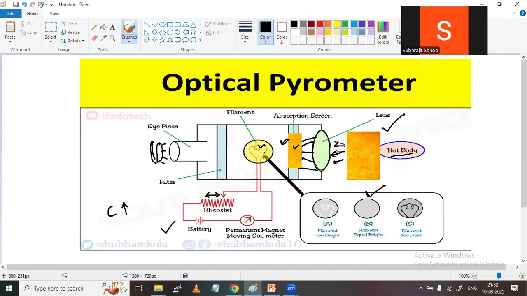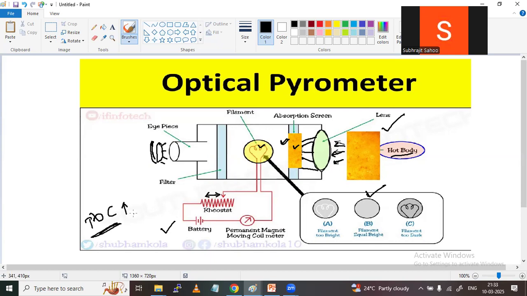That means only one light will be visible in the whole chamber. The filament will not be visible, it will disappear. In that situation, how much current is passing through the circuit, I can know through a proper current measuring instrument, ammeter, or voltage measuring instrument. And later I can convert this current into temperature measurement, proportional to temperature. Like this situation will come, right?